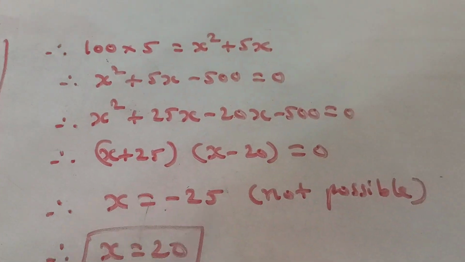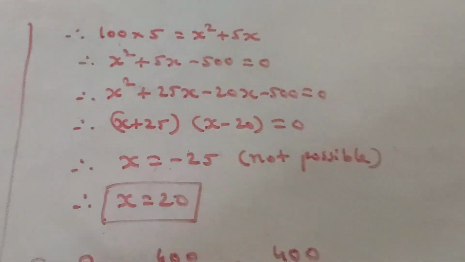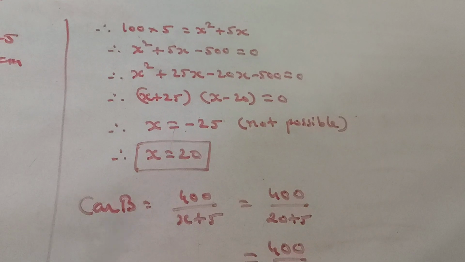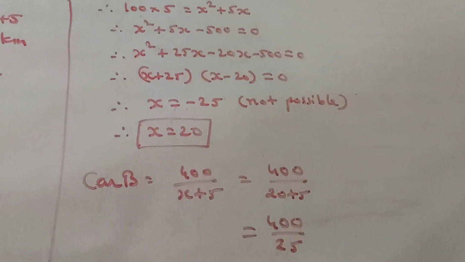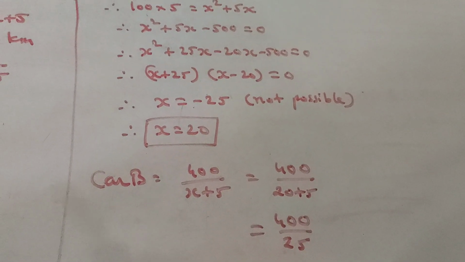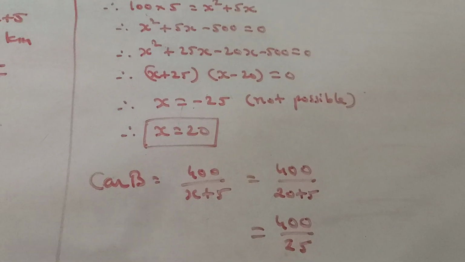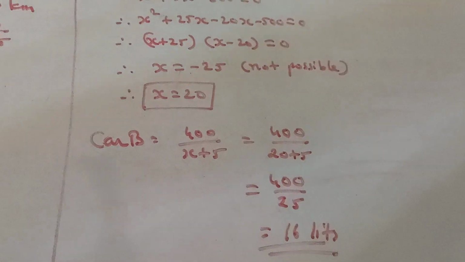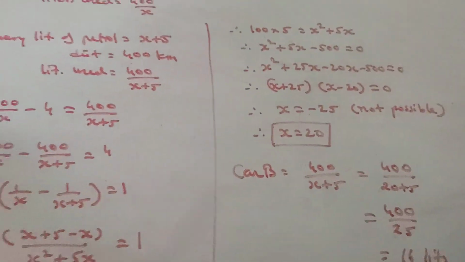So x equals minus 25, which is not possible, and x equals 20, which we consider as the value of x. Now car B: 400 upon x plus 5 is equal to 400 upon 20 plus 5. That means 400 upon 25, which is 16 liters. I hope you understood this sum.